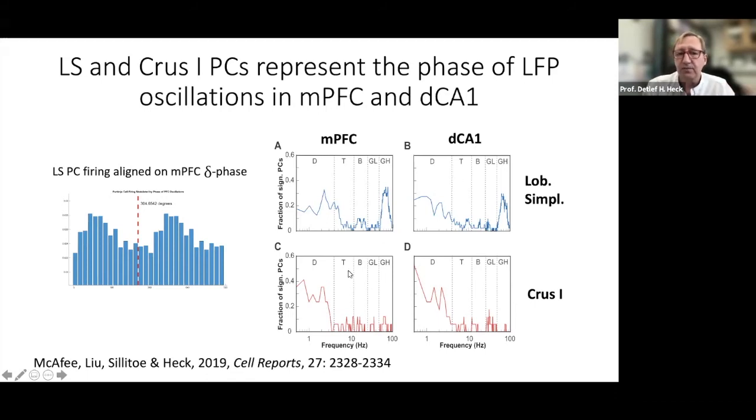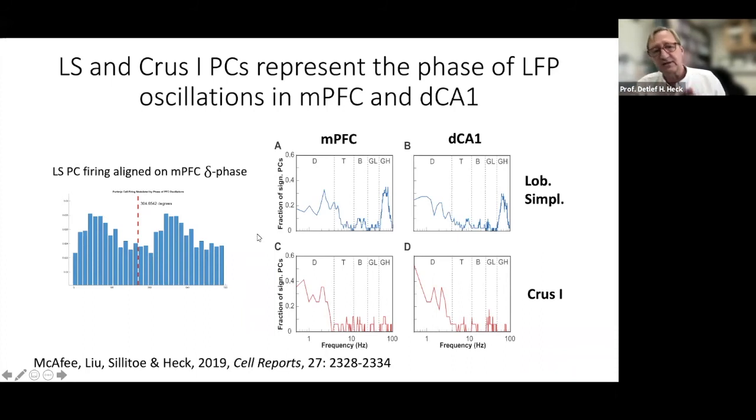Now, if we go to Purkinje cells in Crus 1, the picture changes a bit. We still have lots of Purkinje cells that represent instantaneous phase in delta, but no representation, or very few that represent high gamma. So there's quite a difference here. After we saw this, we assumed, okay, lobulus simplex is probably where we should look in terms of gamma involvement in the coherence of prefrontal cortex and hippocampus.